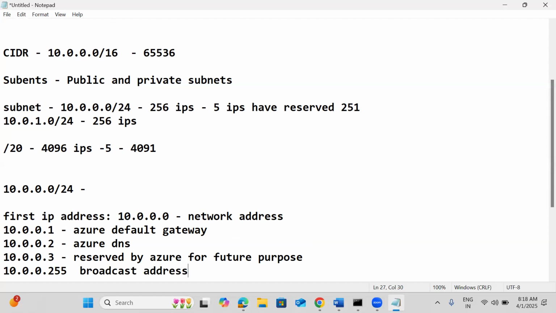So in total 5 IPs have been reserved in the subnet. If I use the 10.10 series, then 10.10.0.0, then 10.10.0.1, 0.2, 0.3, then 0.255. Like this, the IPs get reserved.